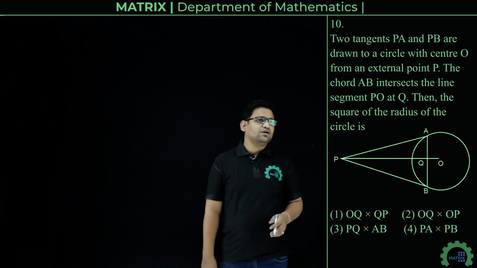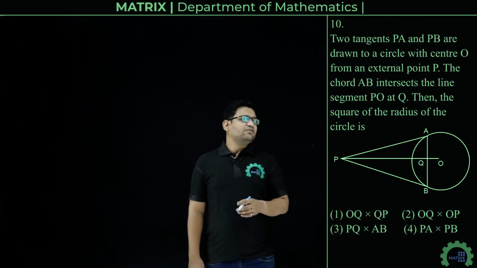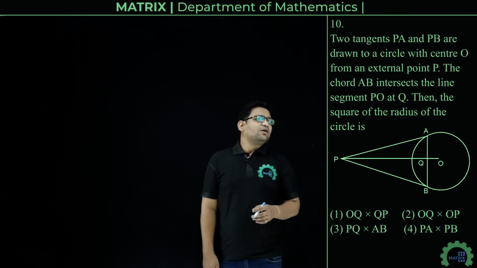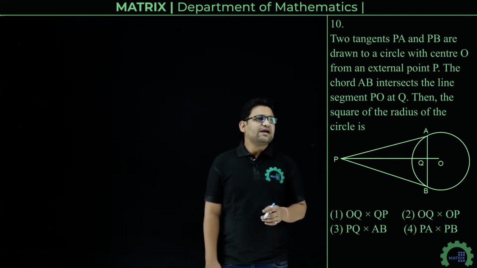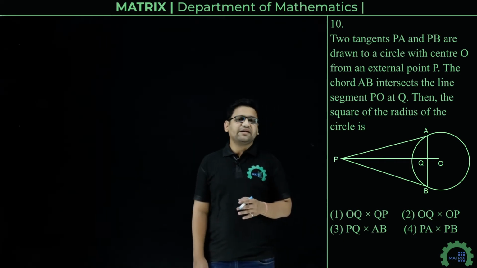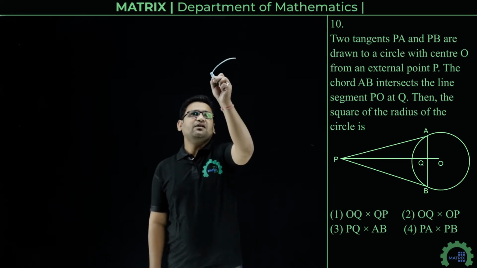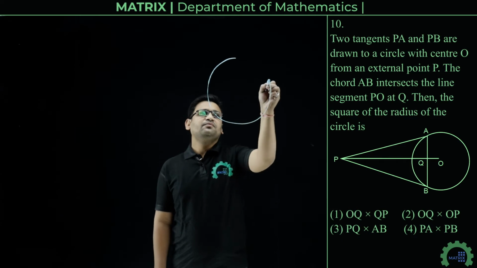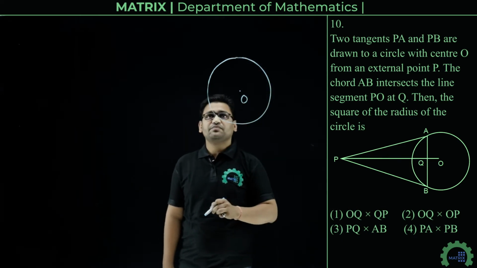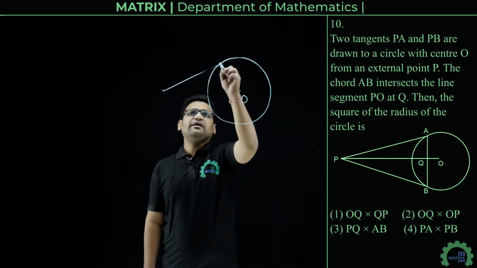Next question is, two tangents PA and PB are drawn to a circle with center O from an external point P. The chord AB intersects the line segment PO at point Q, and we need to find the square of the radius of the circle. So first of all, we will draw a circle with center O. Let's say this is the center of the circle O, and from an external point P, two tangents are drawn to the circle at points A and B.